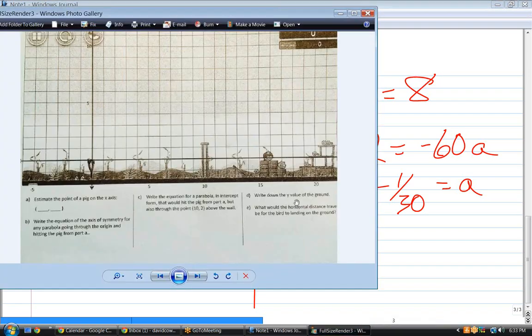Write down the y value of the ground. What is the y value of the ground? Negative 1, negative 2, yeah, that's as good as anything. Obviously the ground is not horizontal. It goes up and down in moguls here. So negative 1 is decent.